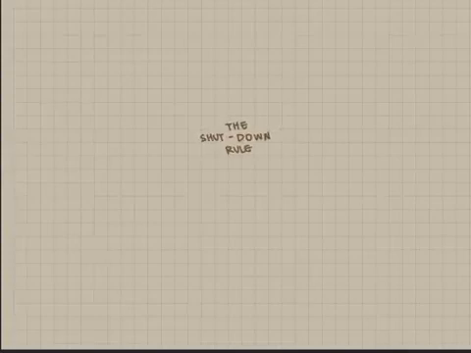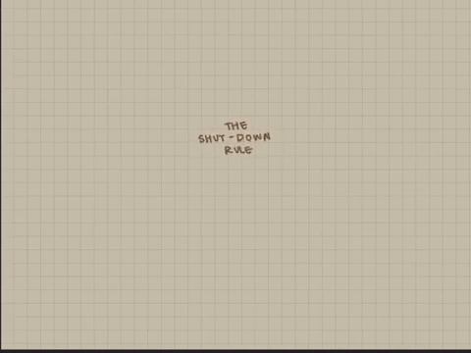The most important thing to know about this topic is the shutdown rule. The shutdown rule in microecon refers to a decision-making guideline for a firm in the short run. It helps the firm determine whether it should continue operating or temporarily cease production based on its ability to cover its variable cost. So according to the shutdown rule, a firm should shut down and cease production in the short run if it is unable to cover its variable costs.